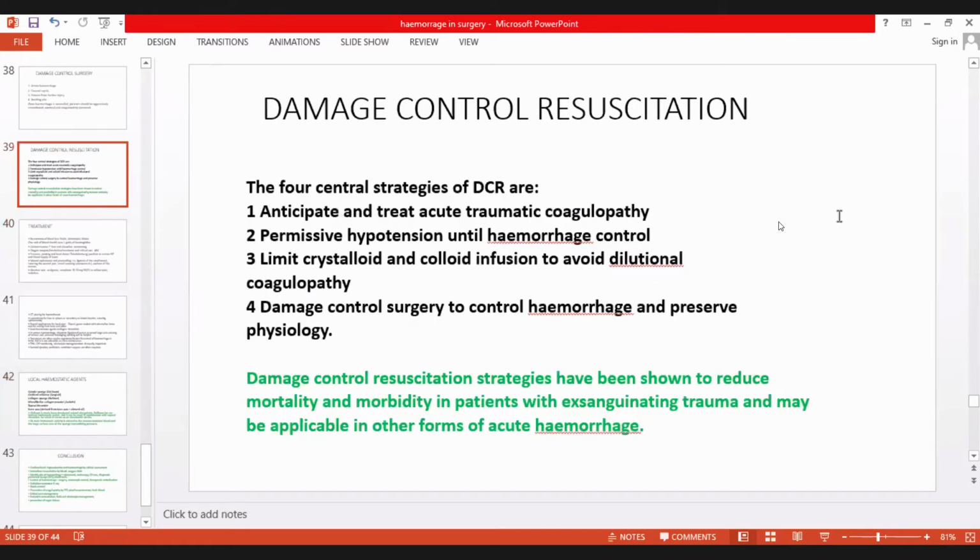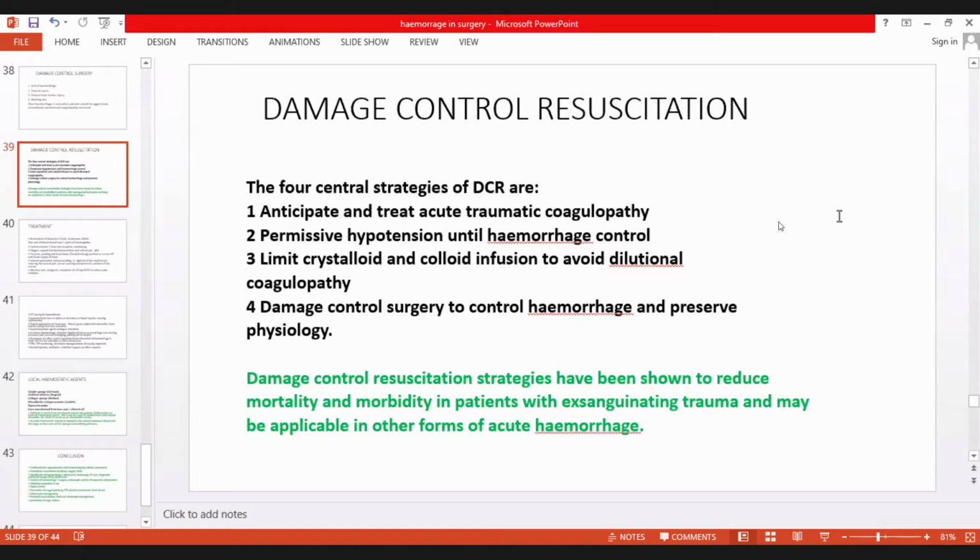So we're talking about damage control resuscitation, and this is something you need to know. Damage control resuscitation, damage control surgery, and these are different principles. And the basic principle is always the same.